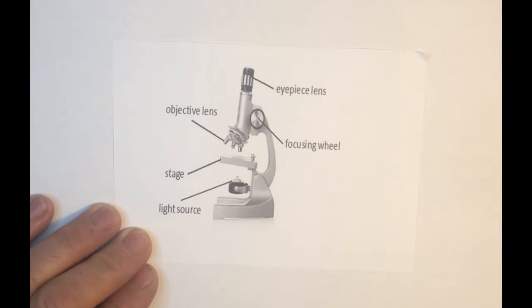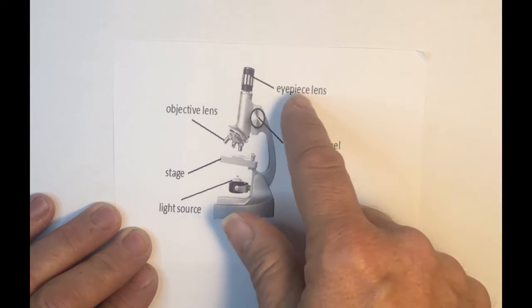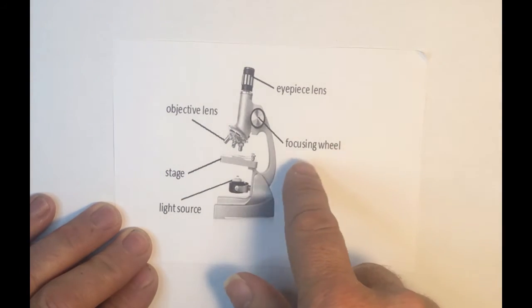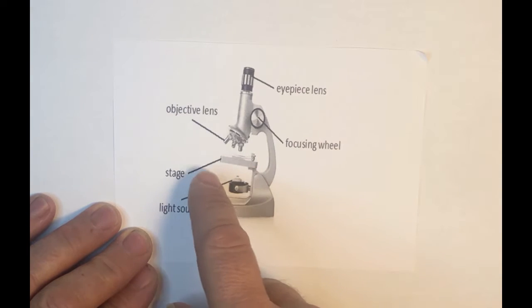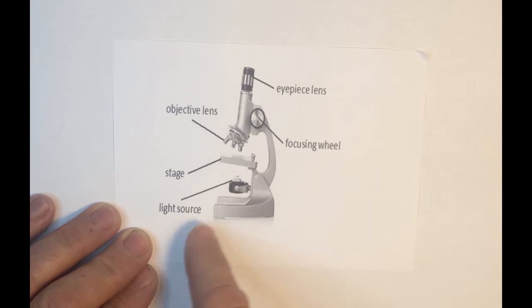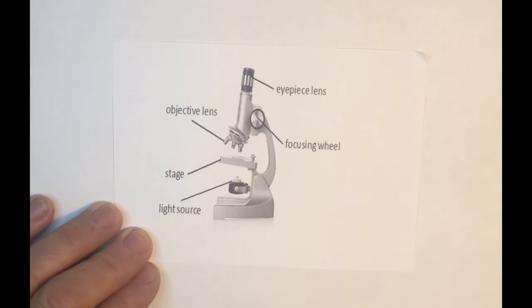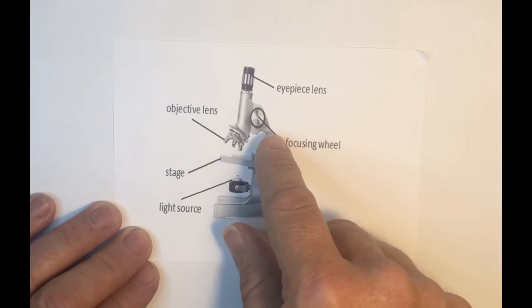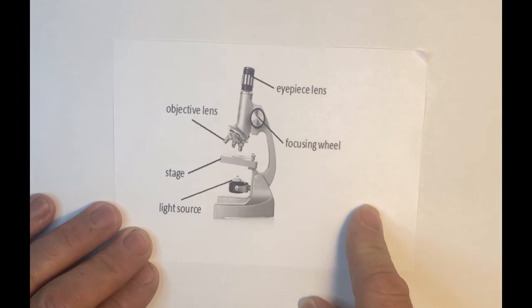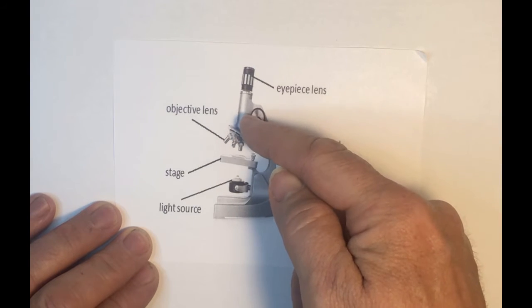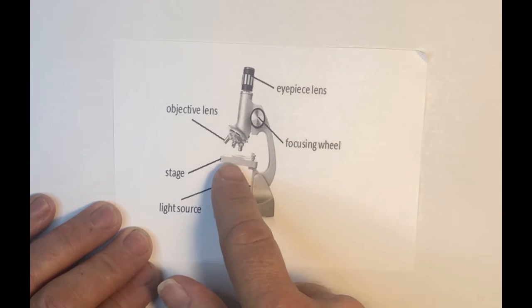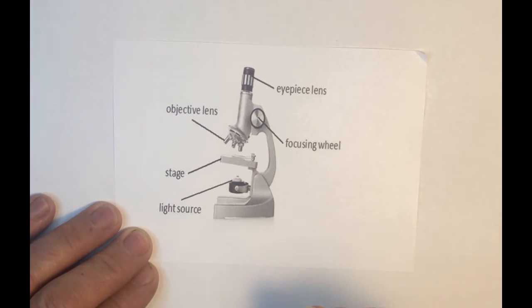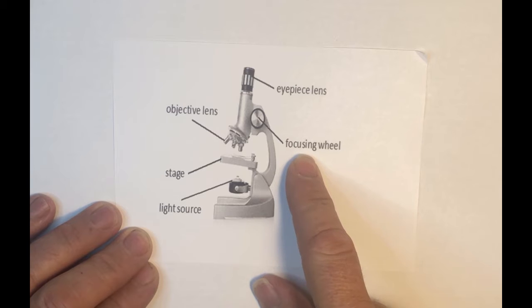What you would need to do in a question like that is say the eyepiece lens, the focusing wheel, the objective lens, the stage and the light source, and then talk about their roles. The eyepiece lens is part of the magnification process, and it's usually times 10. The focusing wheel is a wheel on the side of the microscope that moves it up and down very, very slowly. It makes the image clearer, and once you get it to exactly the right point, it focuses, and the image is then clear.